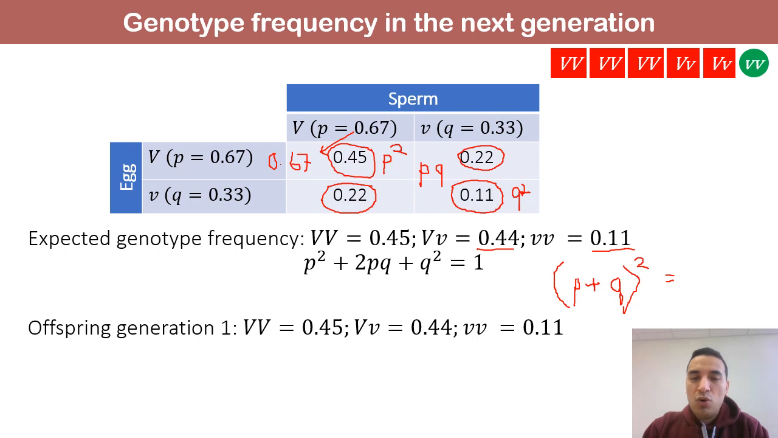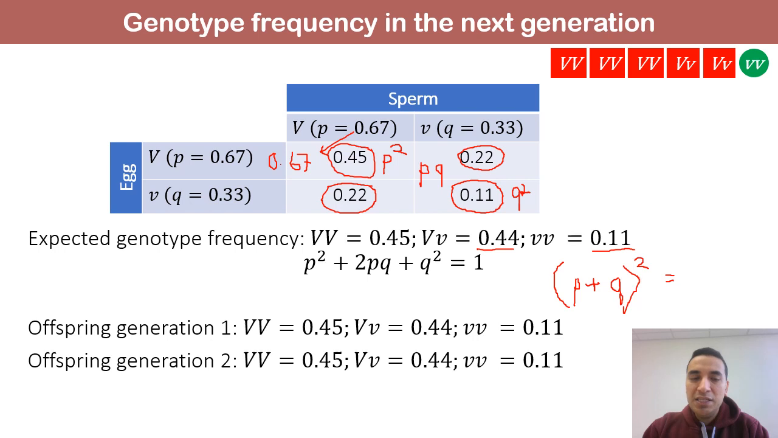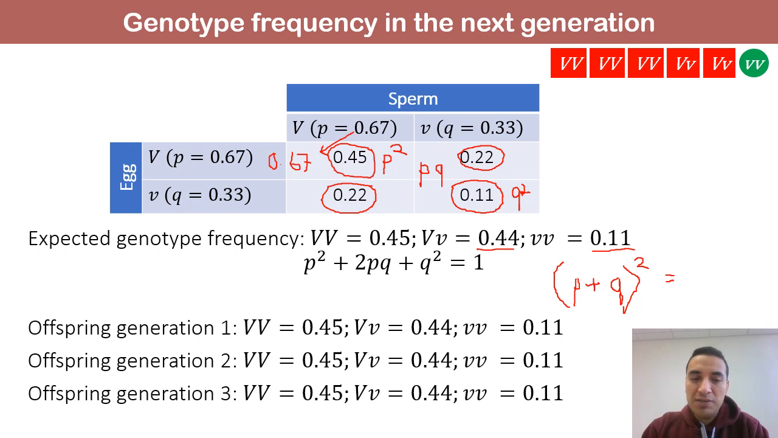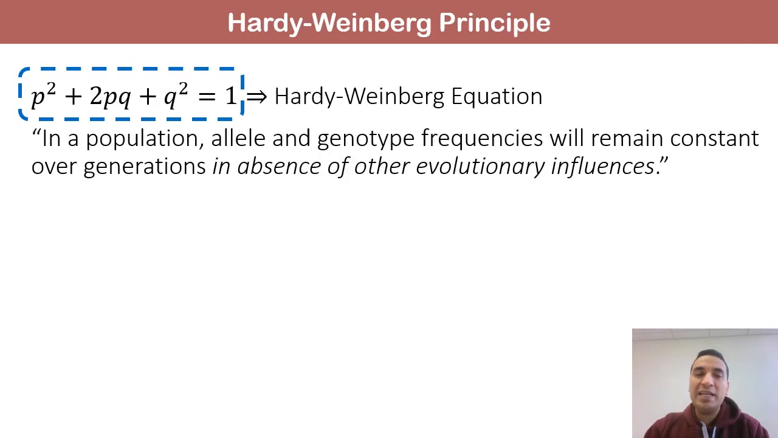So offspring generation 1 will have this, right? That's what we just talked about. What about offspring generation 2? If you keep multiplying, just do this now, okay? If you do this again, you will get the same values. Big V gets 0.45, big V little v gets 0.44, little v gets 0.11. What about generation 3? Same thing. And you keep doing that, and that keeps on happening. So that is something that stays constant. Over generations, the genotype frequency does not really change.